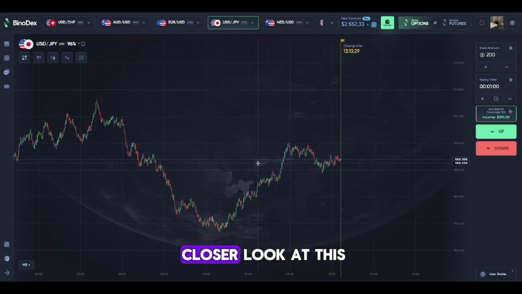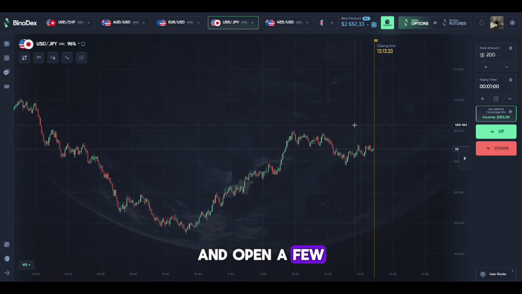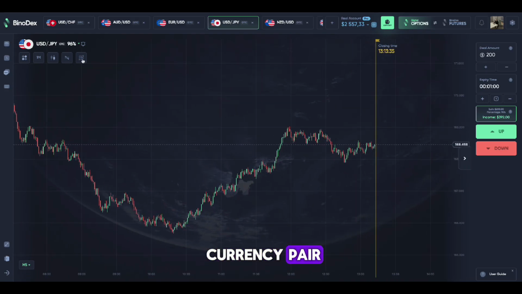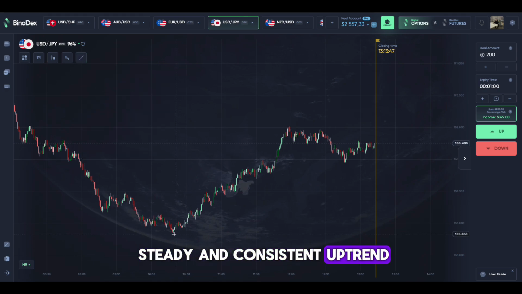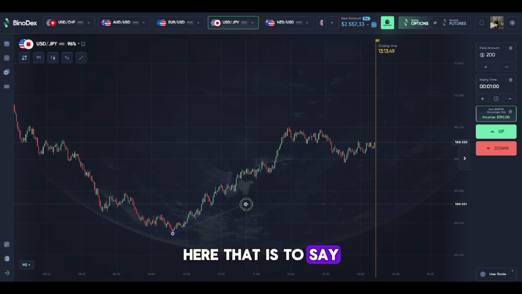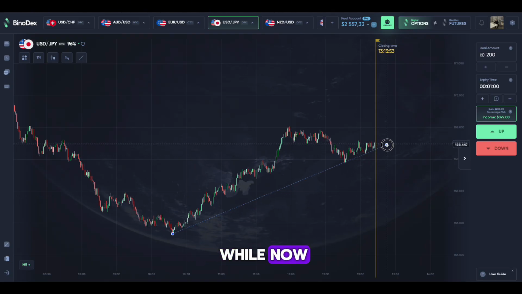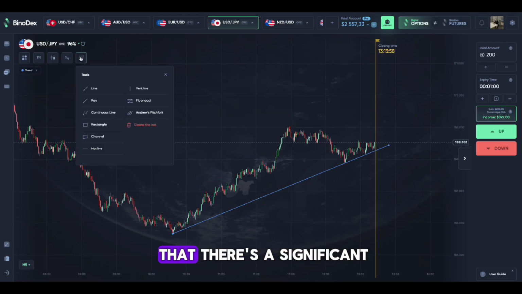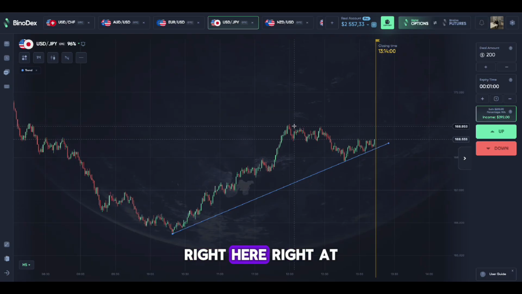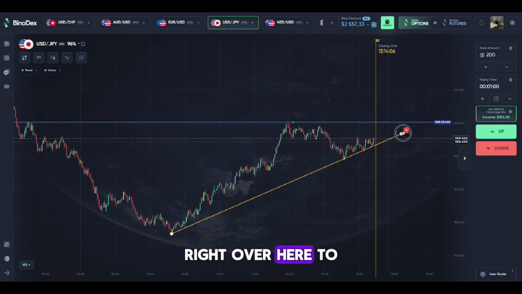So let's take a closer look at the current situation, analyze it a bit more, and open a few trades on this specific currency pair. We can clearly see that there's a very steady and consistent uptrend here. The price has been moving in this uptrend for quite a long while now. Alright, let's mark it. Now we can see a significant resistance level right here, at this horizontal level. Let's extend this line out a little further to see the full picture.